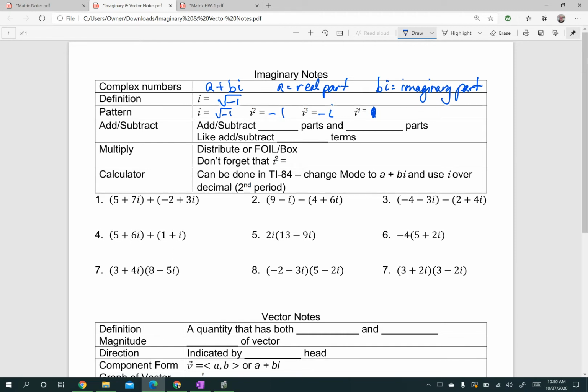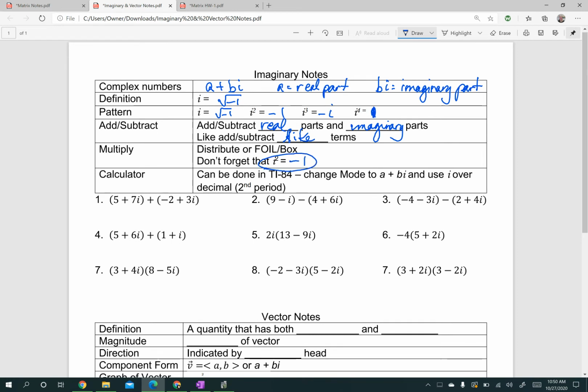The only things you need to be able to do for complex numbers are add, subtract, and multiply. So when you add and subtract, you add the real parts to the real parts and the imaginary parts to the imaginary parts. Basically it's like adding like terms, okay? It's kind of like your I is a variable, even though it's not a variable, it's an imaginary. You distribute when you multiply or you use FOIL or the box. And you don't forget that I squared equals -1.